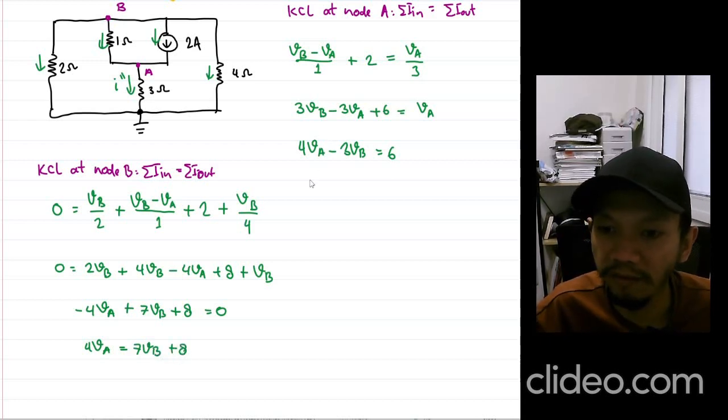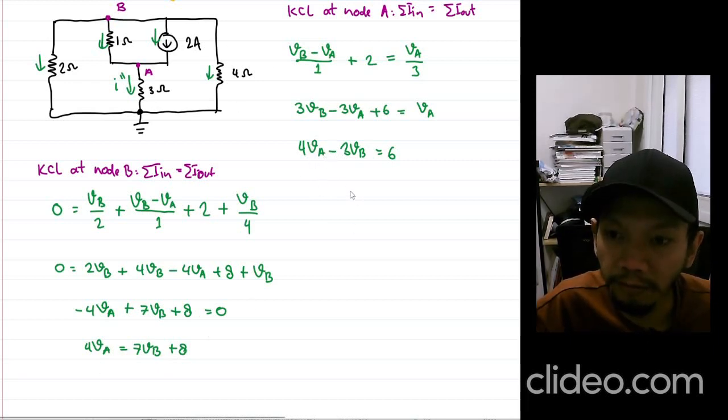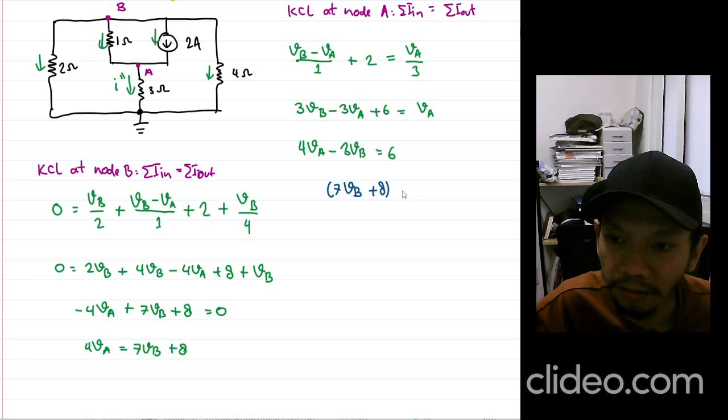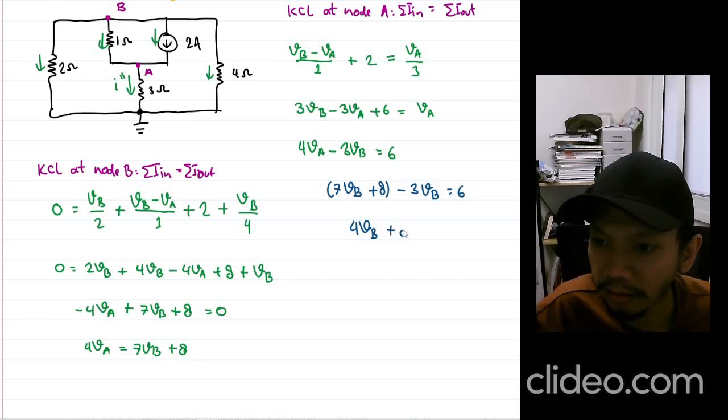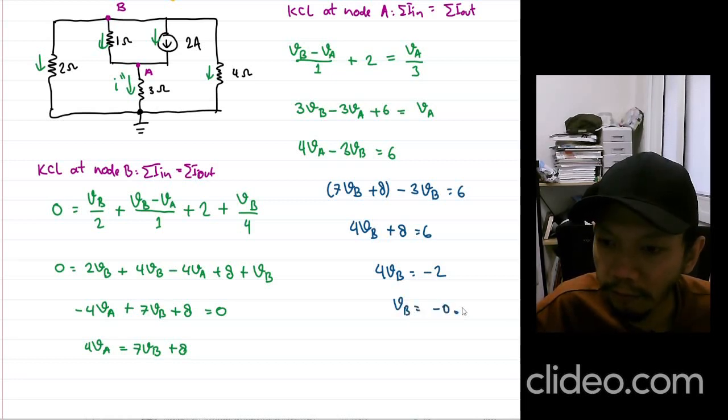Okay, so we can substitute it here. So 4 VA is 7 VB plus 8, right? So we'll have 7 VB plus 8 here, and then minus 3 VB. That will equal to 6. Therefore, I will have 4 VB plus 8 is equal to 6, or 4 VB will be minus 2, or VB is just minus 0.5.